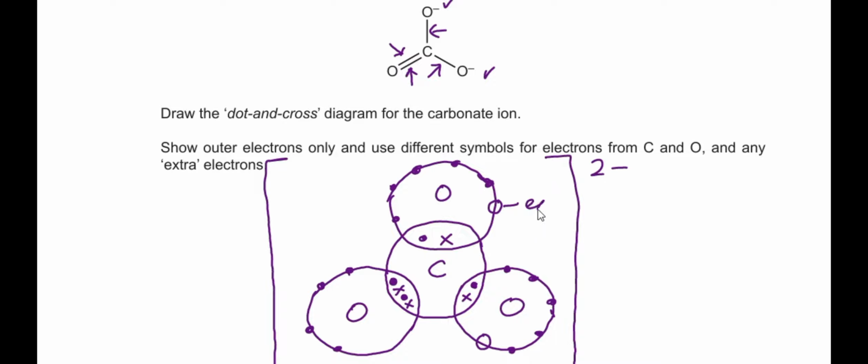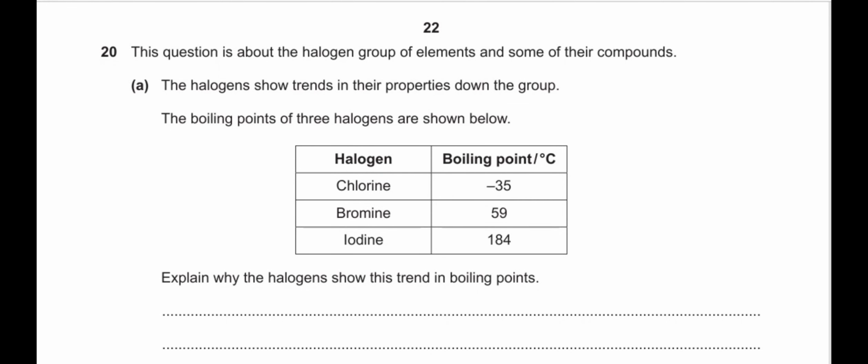and label this as extra electron. Extra electron here also, and check whether everything is all right. Carbon has got 1, 2, 3, 4 crosses, and this oxygen has got 1, 2, 3, 4, 5, 6 dots, and this oxygen has got 1, 2, 3, 4, 5, 6 dots. Perfect. And here 1, 2, 3, 4, 5, 6 and one extra electron there, one extra electron there. Perfect. Question 20. This question is about the halogen group of elements and some of their compounds.